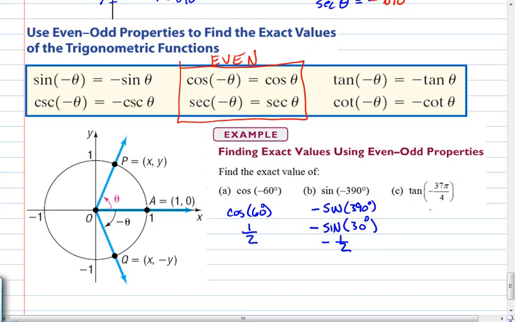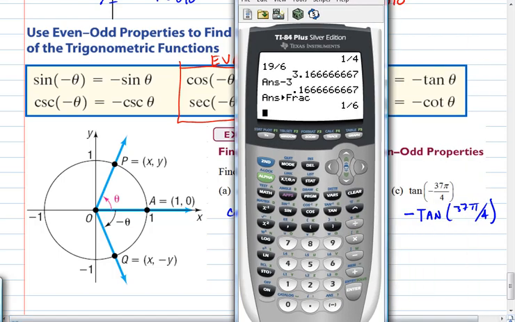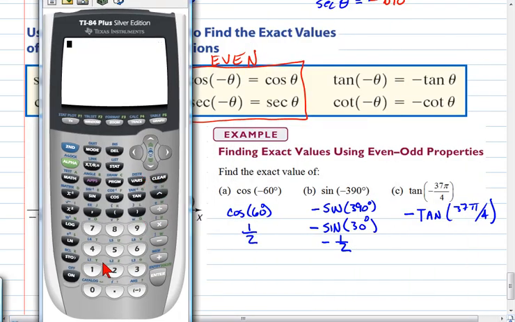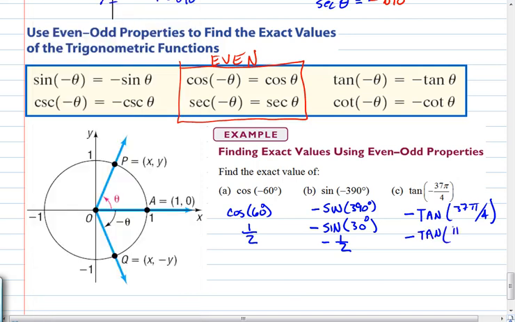Tangent. Tangent is an odd function, so this is going to be the same as negative tangent 37 pi over 4. Go to our calculator. What's 37 divided by 4? 9 1/4. And what is the period of tangent? Pi. So at every multiple of pi it repeats. So this is going to be equivalent to negative tangent pi over 4. 0.25 is 1/4. And this is going to be negative 1.